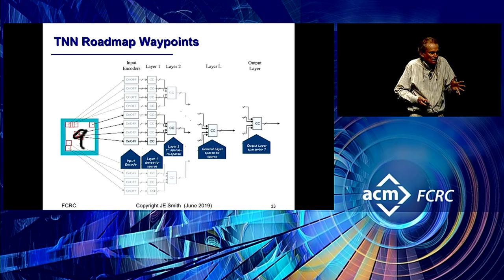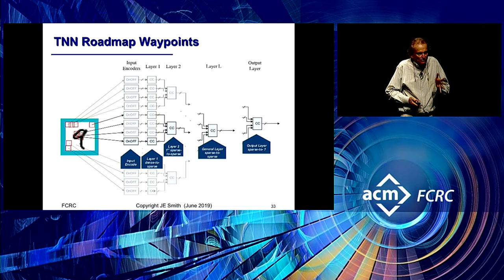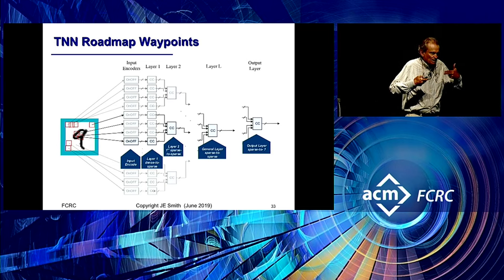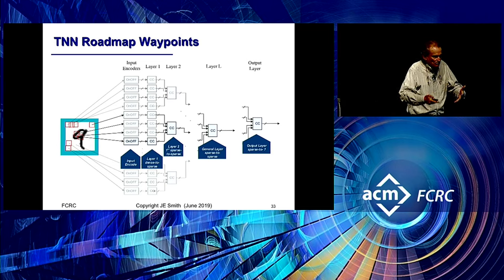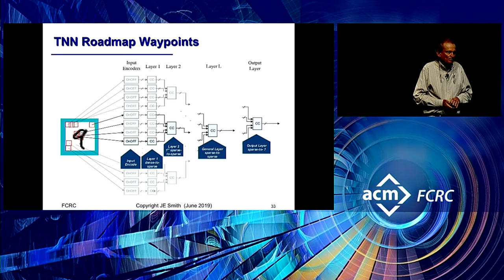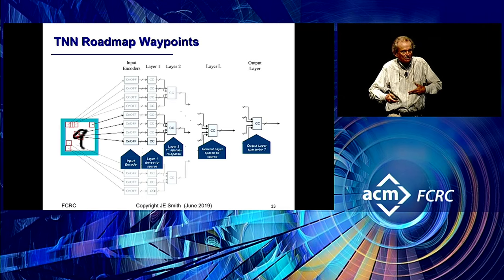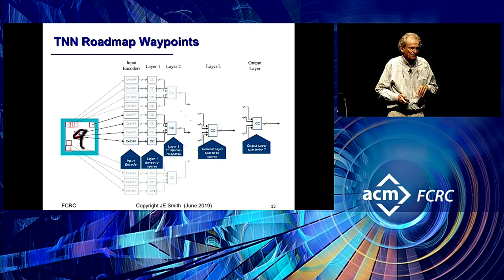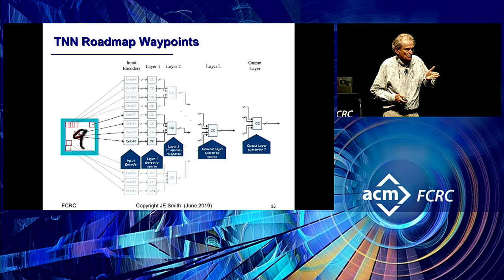So we have layer one, which is dense to sparse. Layer two is sparse to sparse. It may be a special case, maybe not. But at some point, we would hope to have a general sparse to sparse column. And then at the output, there's going to be a sparse to question mark, to whatever is application dependent. And so to achieve our major milestone, we have to hit each of these waypoints.